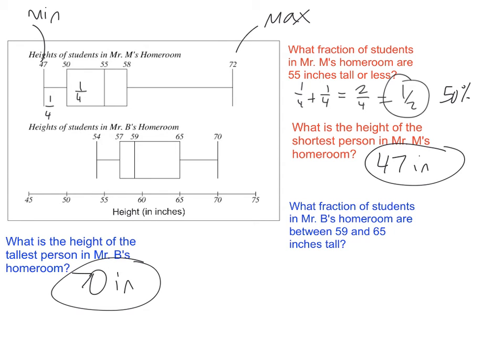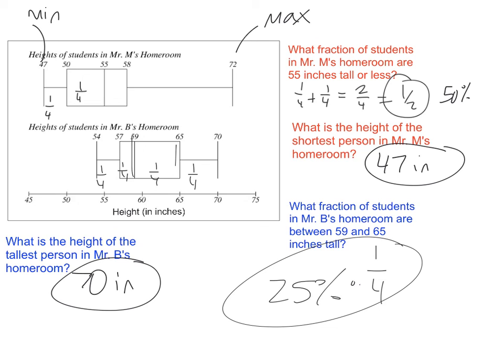Now, what fraction of students, approximately, in Mr. B's homeroom are between 59 and 65? Well, between 59 and 65, that's only one part of our box, and we know that a fourth is there, a fourth is there, a fourth is there, and a fourth is there. So between 59 and 65, there's only 1/4. What would that be as a percent? Well, 1/4 is the same as saying 25%.